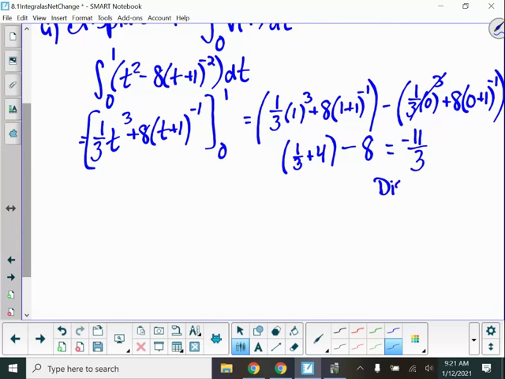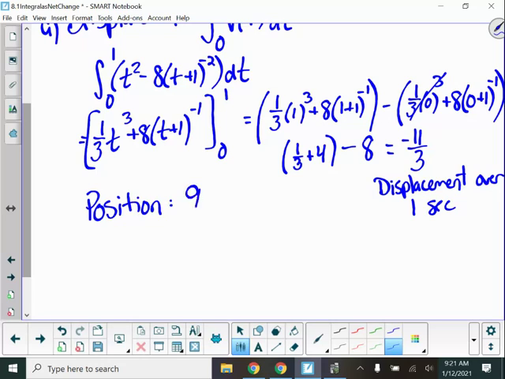So this is the displacement over that first second. However, we were starting at 9. So our position is going to be 9 minus 11/3, which is 16/3 centimeters. So if we're starting at 9, at the end of 1 second, my new position is going to be 16/3.